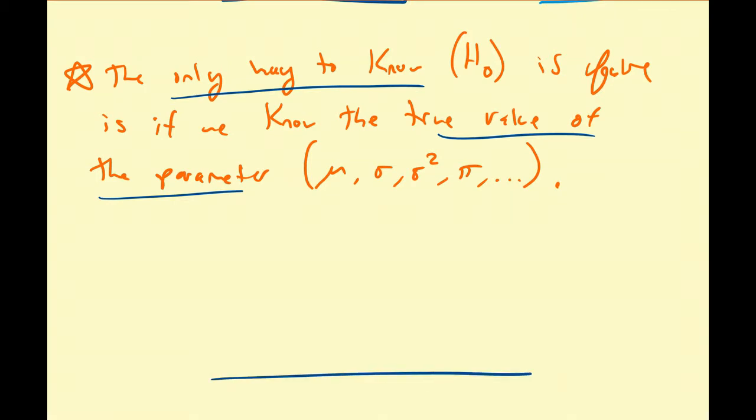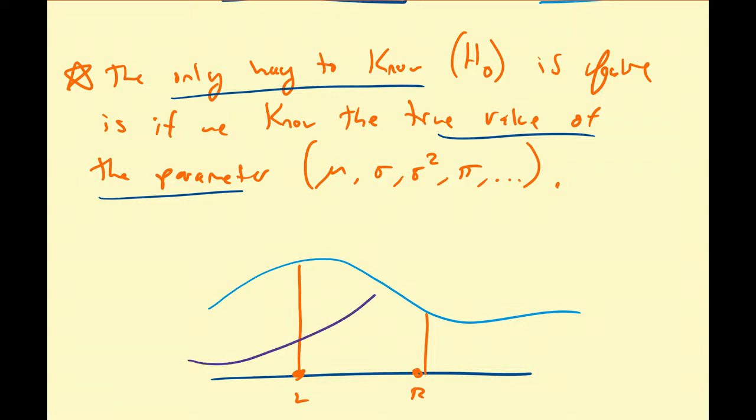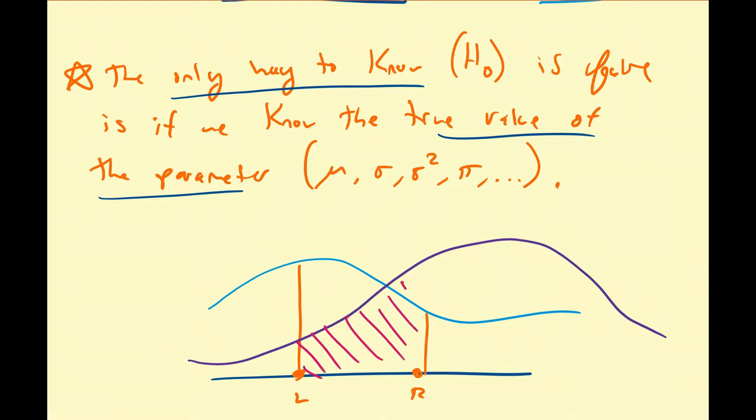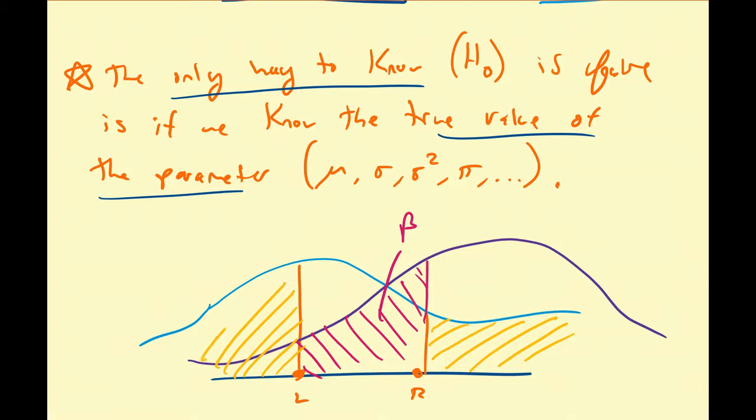So why don't we discuss this here? All right, so let's draw our distribution. Here's our critical values, L and R. And here is our true distribution. And again, here is our beta. So this is beta. That's the probability of committing a type 2 error. So let's also shade in our type 1 error. So this yellow region, which is the area outside of L and R, but with respect to the blue distribution, this is alpha.